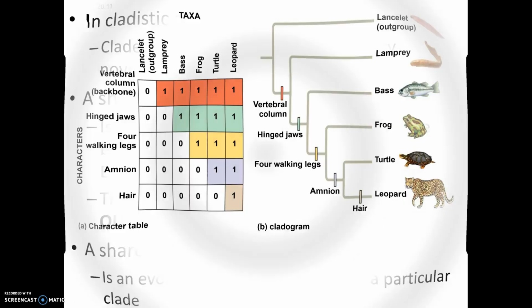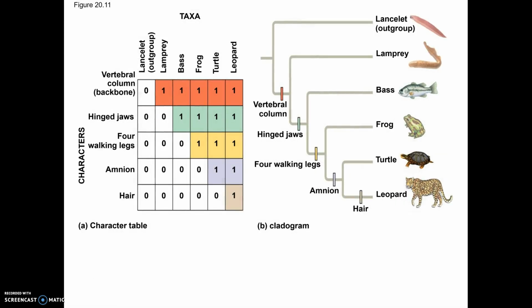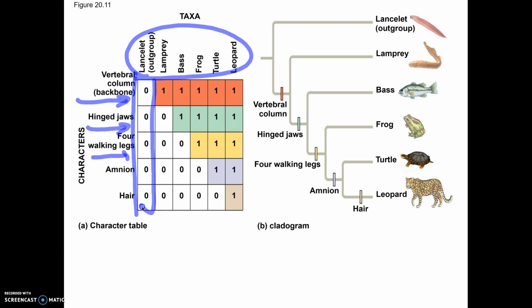So let me show you what I mean. So on the left we have a matrix. Don't let the matrix scare you. Here on the top are the names of the organisms, and on the side are the characteristics. So the lancelet, they tell you, is the outgroup. From this, you can tell, because if you look at every characteristic, notice the lancelet doesn't have any of them. He has zeros. A 1 means they have it, a 0 means they don't. So the lancelet is our outgroup, and in this picture, you see him here. Notice he doesn't have any of the characteristics in this cladogram.